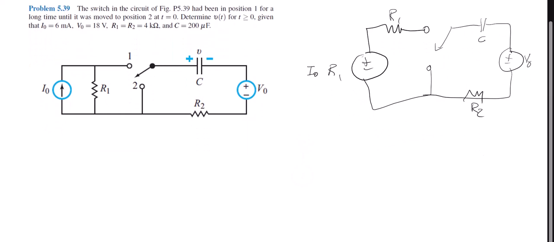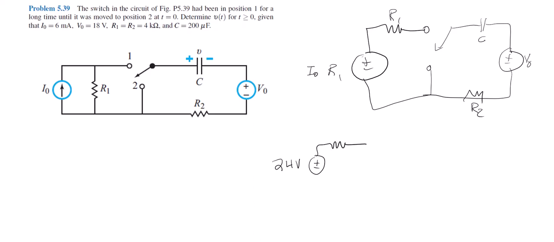So I naught R1, so I is 6 milliamps, R1 is 4 kilo ohms. A milli times a kilo cancels each other out, so that becomes 24 volts times 4 kilo ohms.